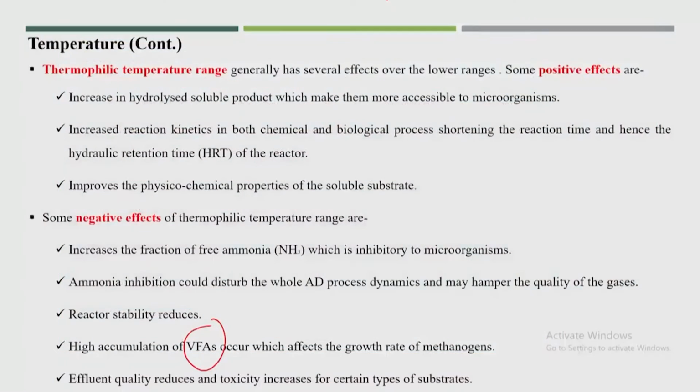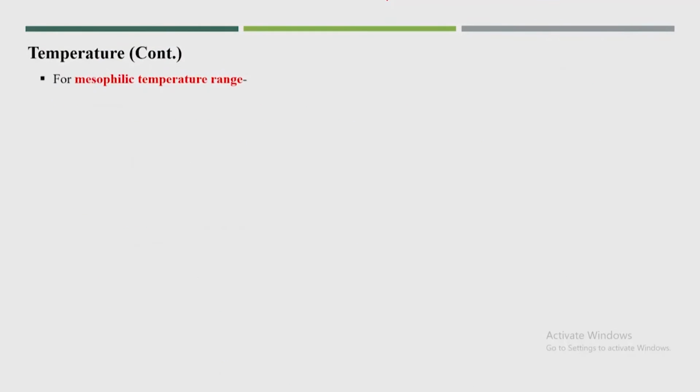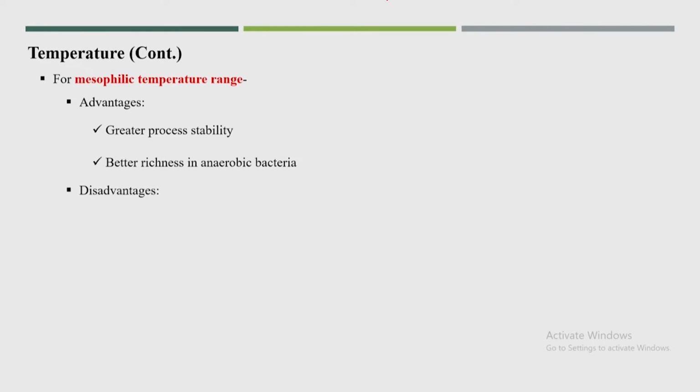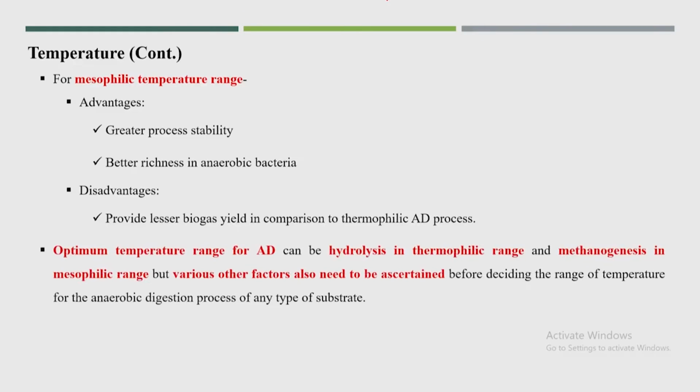Effluent quality reduces and toxicity increases for certain types of substrate. But for the mesophilic temperature range, what are the advantages? Greater process stability and better richness of anaerobic bacteria. The disadvantage is that the yield won't be as good as compared to the thermophilic one. The optimum temperature range of anaerobic digestion can be hydrolysis in the thermophilic range and methanogens in the mesophilic range, but various other factors also need to be ascertained before deciding the temperature range for the process.